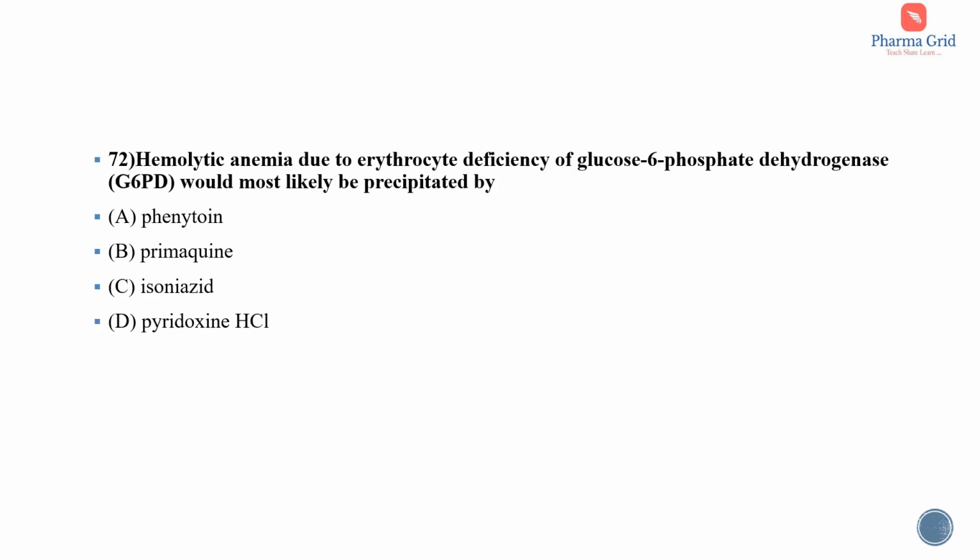Next question. Hemolytic anemia due to erythrocyte deficiency of glucose 6-phosphate dehydrogenase, that is G6PD, would most likely be precipitated by... The options are phenytoin, which is an anti-epileptic drug, primaquine, an anti-malarial drug, isoniazid, an anti-tubercular drug, and pyridoxine hydrochloride, which is vitamin B6. So here the correct answer is option B, that is primaquine.